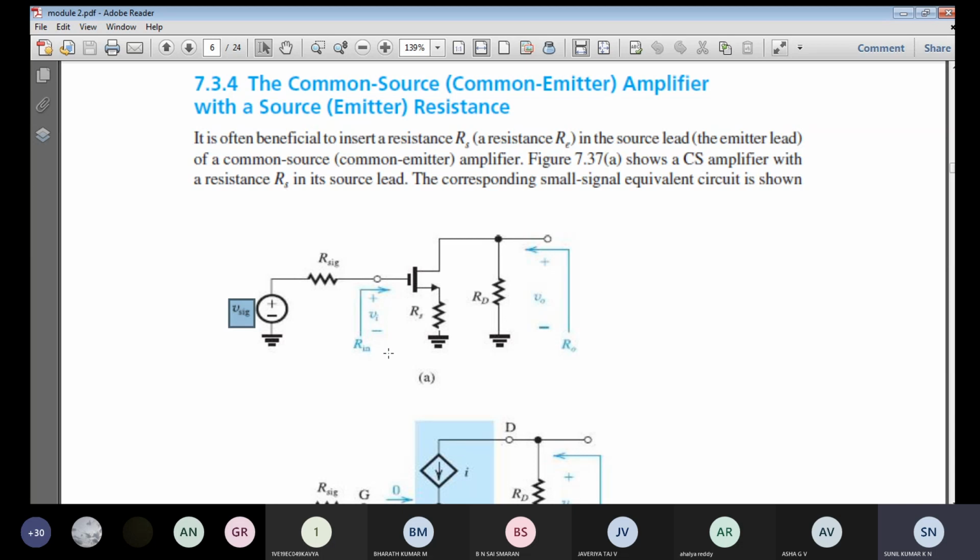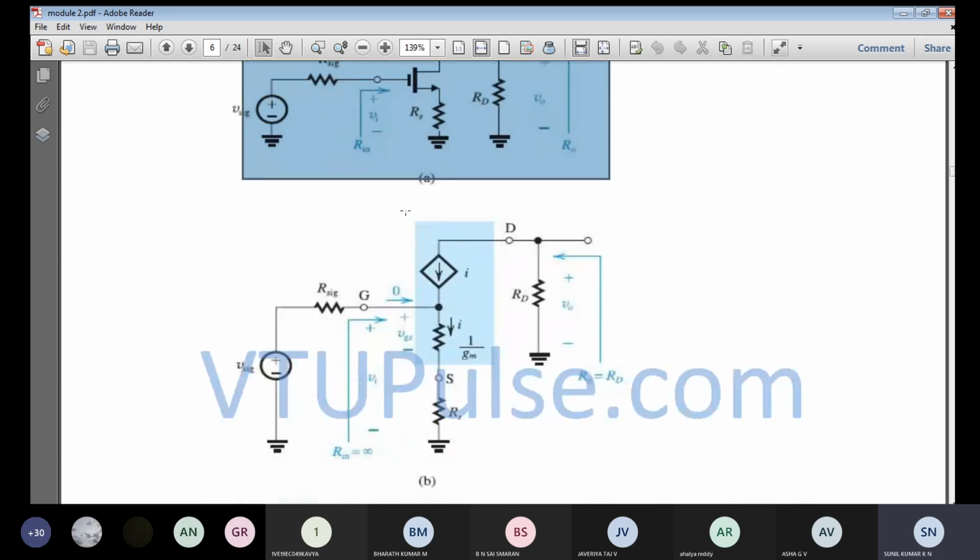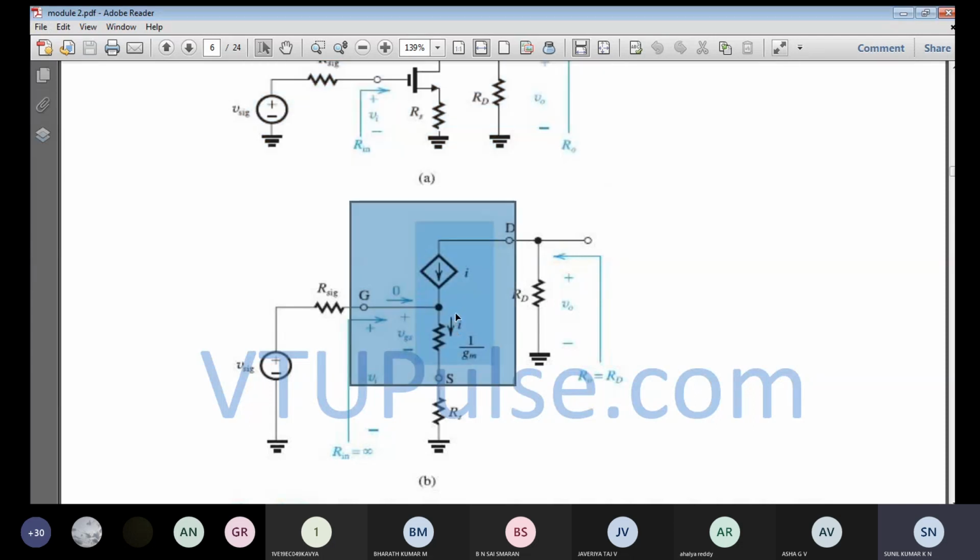Now to write the corresponding small signal equivalent circuit for this circuit, they have modified the small signal equivalent circuit model over here. Some modification in the small signal model has led to this equivalent circuit model. This is not in your syllabus, but I will show that PDF and tell how this model has been obtained from the small signal equivalent circuit model.